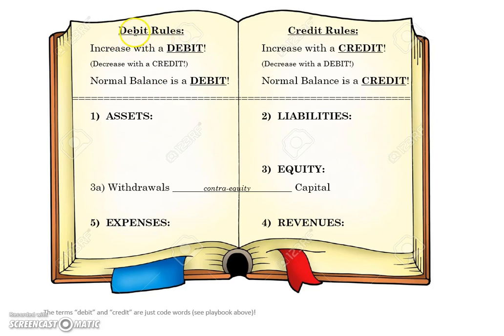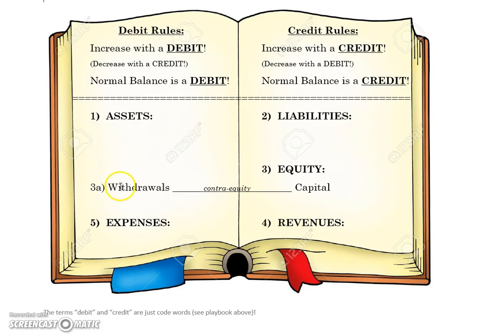Debit accounts follow the debit rules, which means if you want to increase this account, you would do so with the term debit, or the code word debit. So, assets increase with a debit, whereas they would then decrease with a credit. In debit-credit world, there's only two answers. It's either debit or credit.